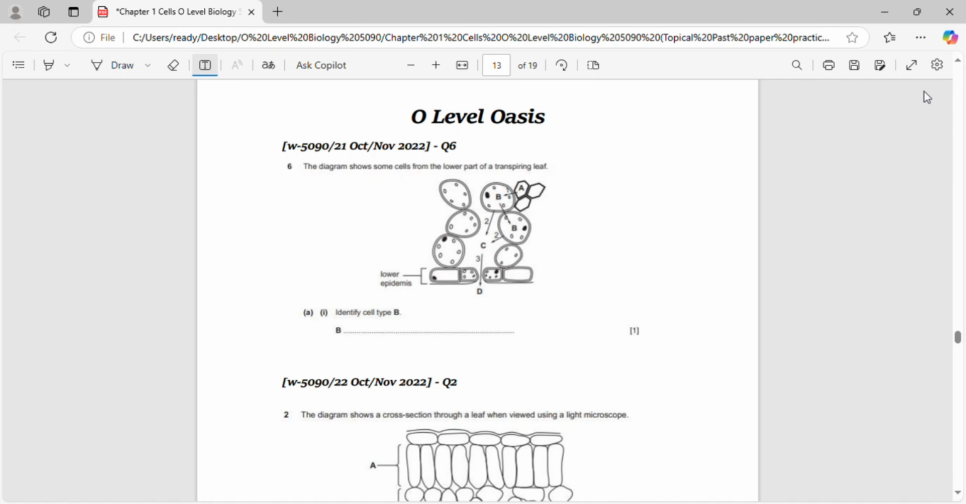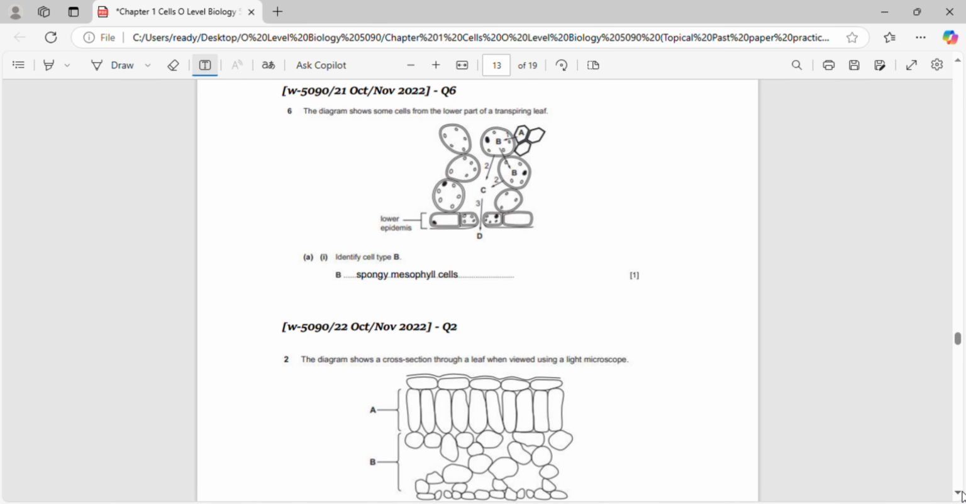This question shows cells from the lower part of a transpiring leaf, and we are asked to identify cell B type shown here. So we will write that cell B is a spongy mesophyll cell. The spongy tissue is located just above the lower epidermis and is characterized by many intercellular spaces, numerous chloroplasts, and a round shape, which are typical features of spongy mesophyll cells.